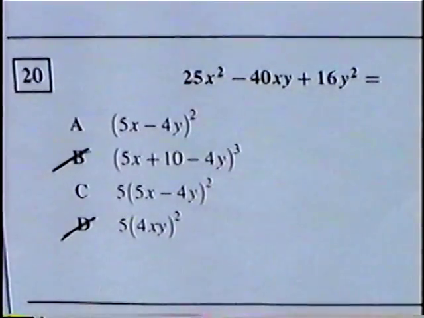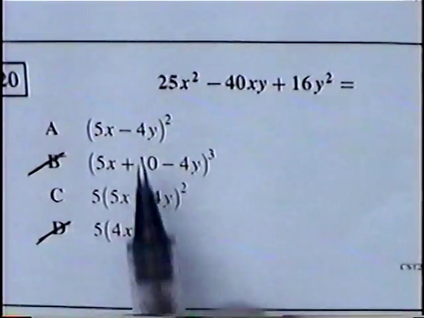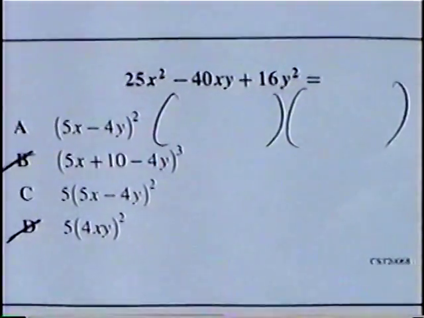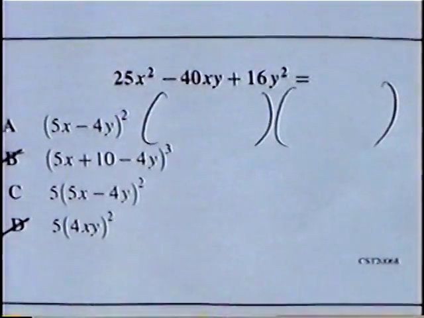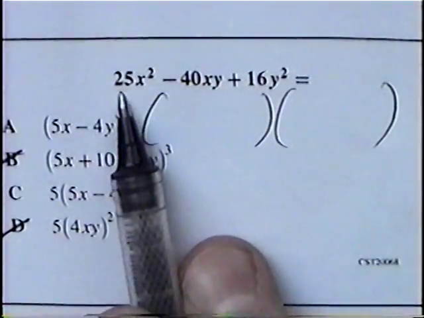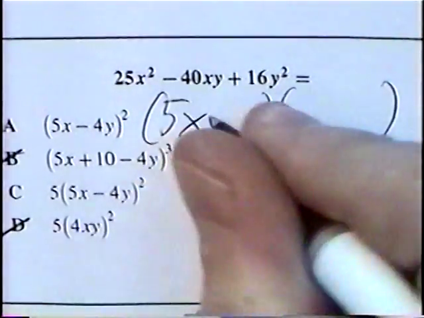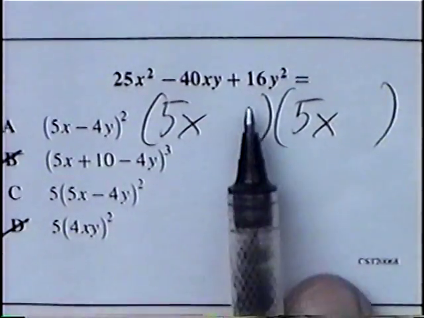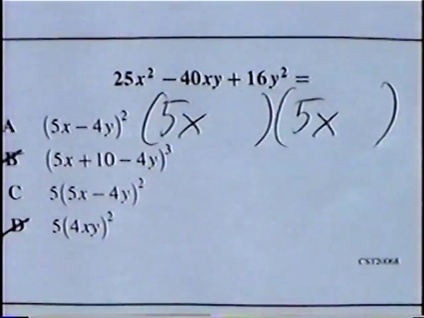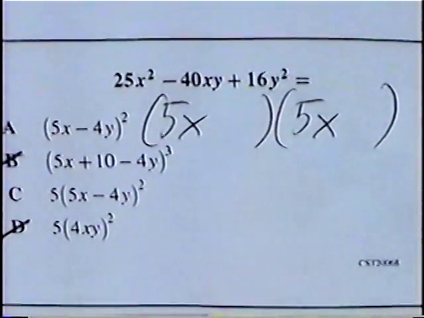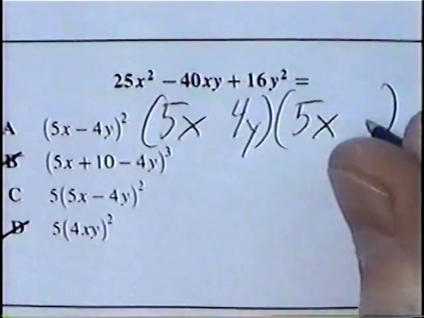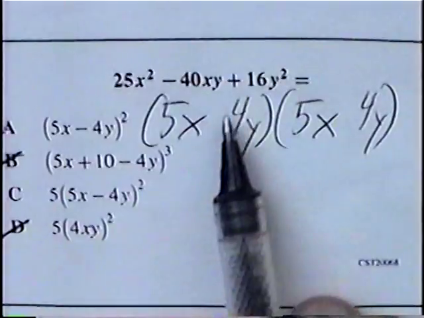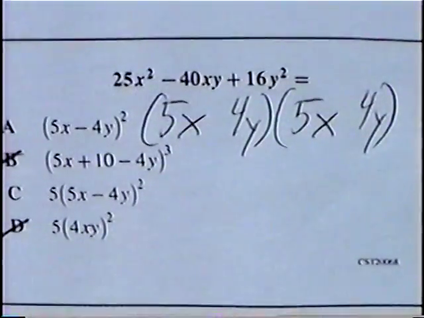To see if the answer is A or C, we can try factoring the original expression into two parentheses. The first term, 25x squared. One way to factor would be 5x times 5x, which will give you 25x squared. And the last term, plus 16y squared, we could use 4y and 4y. And we could have positive 4 and positive 4, or also negative 4 and negative 4.